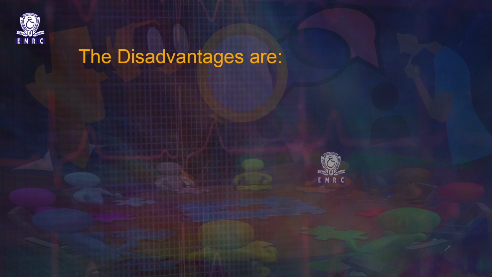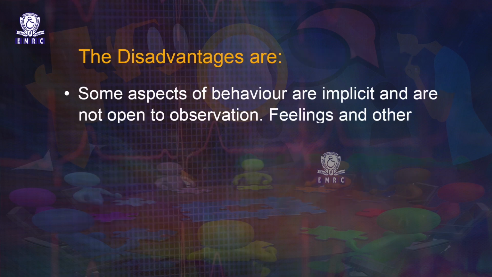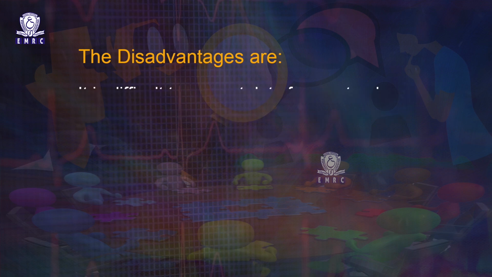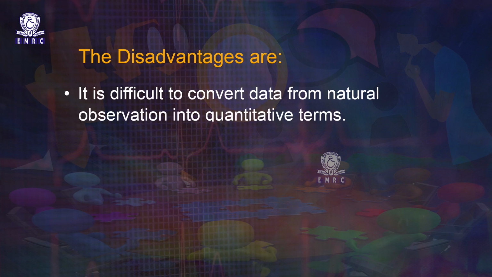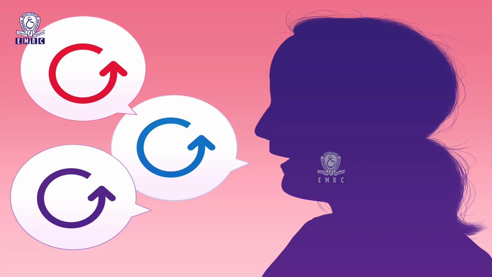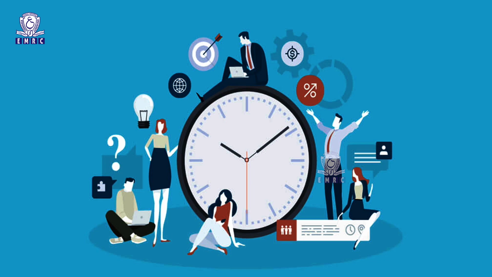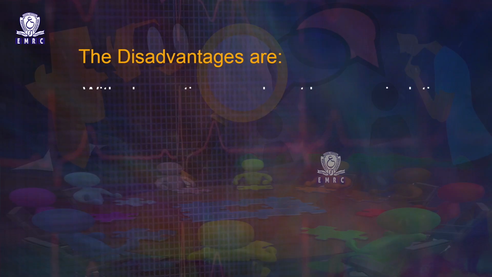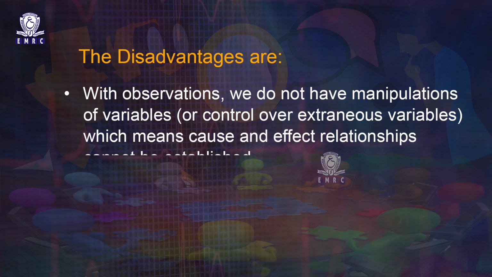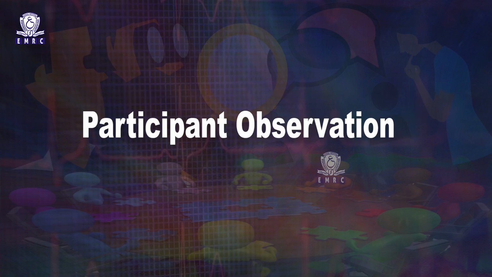The disadvantages are: some aspects of behavior are implicit and are not open to observation. Feelings and other internal processes cannot be observed. It is difficult to convert data from natural observation into quantitative terms. Subjective bias and prejudices also color our observations. Many instances of behavior do not repeat themselves, for example, the effect of natural disaster. It involves a lot of time and effort. With observation, we do not have manipulation of variables or control over extraneous variables, which means a cause and effect relationship cannot be established.